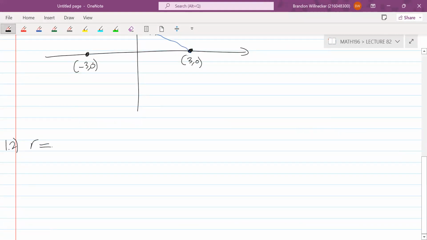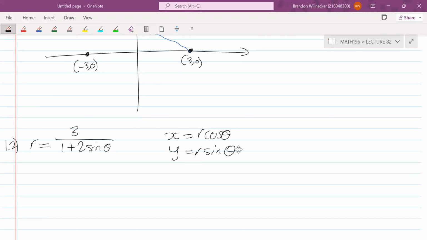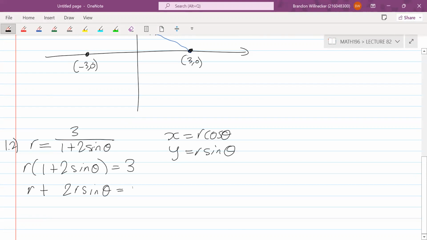So we start with r equals 3 over 1 plus 2 sine theta. And we know that x is r cos theta and y is r sine theta. So we're going to be using that to figure out what to do. Let's get rid of this fraction here by multiplying both sides by this denominator. So we're going to have r(1 plus 2 sine theta) is equal to 3. Then we can separate this out. So r plus 2r sine theta is equal to 3.